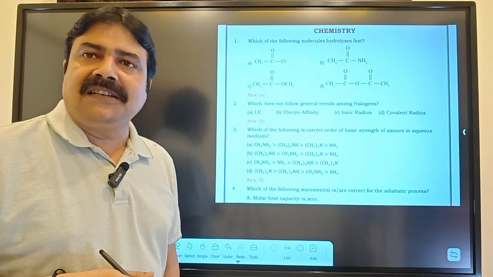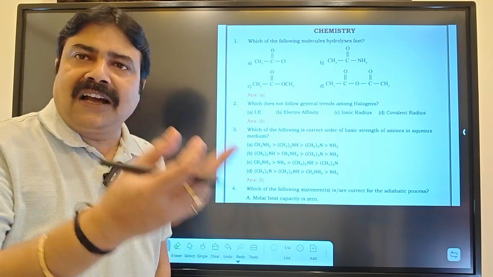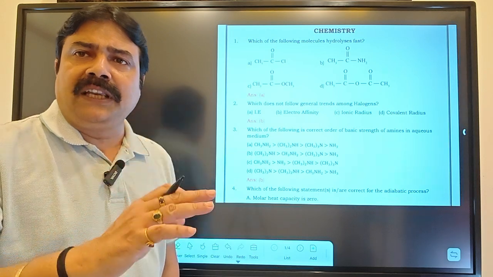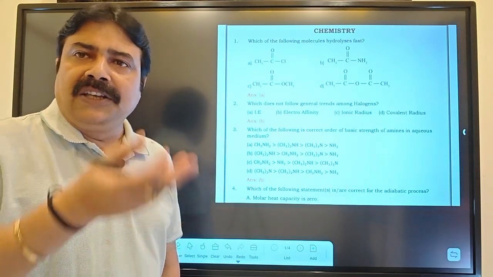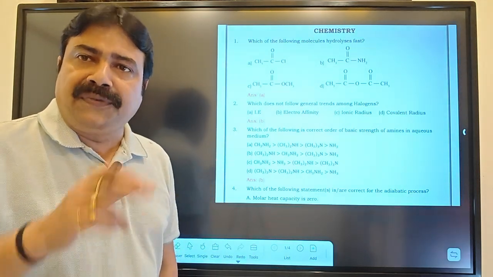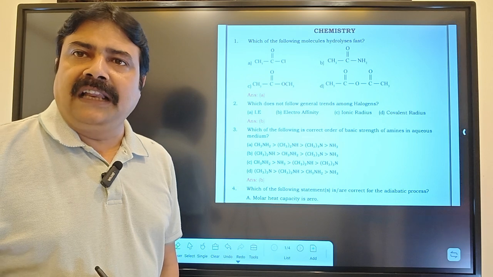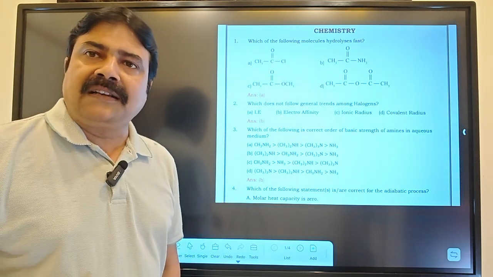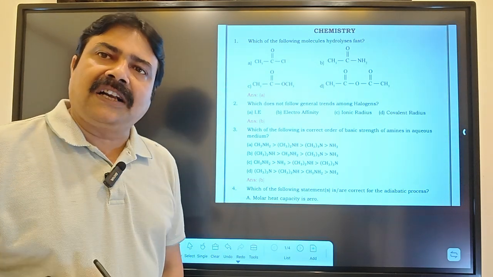Nucleophile is always searching for an electrophile. Electron loving substance is an electrophile. Nucleus loving substance is a nucleophile. A nucleophile is electron rich, and an electrophile is electron deficient. That is why the nucleophile is searching for the electrophile.